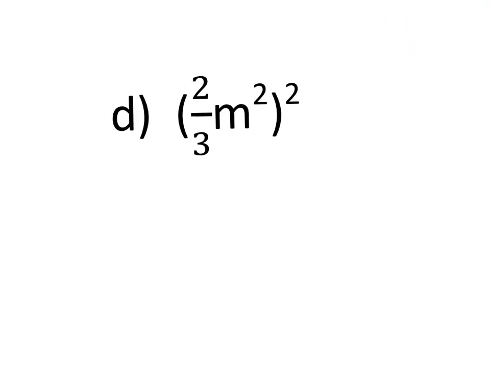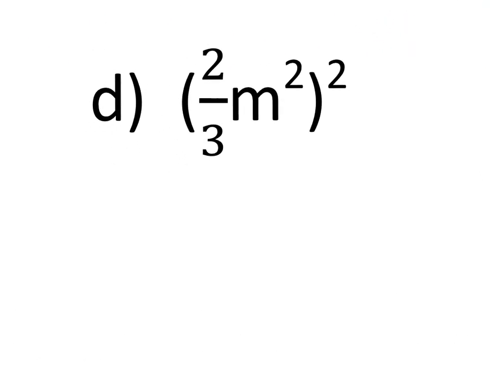All right, now don't be scared of fractions. That squared is going to go to the 2 and to the 3, and then you're also going to drop it in right there as well. So I'm going to have 2 squared is 4, 3 squared is 9, and then it's going to be m to the 4th. Don't worry about the fractions. Just do the top number and the bottom number and leave it in fraction form.